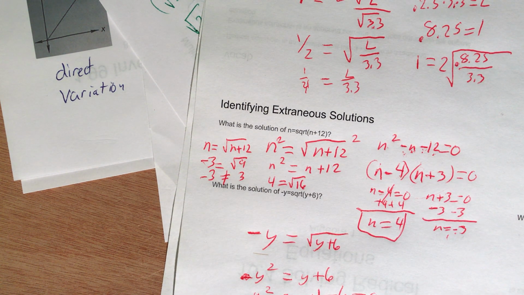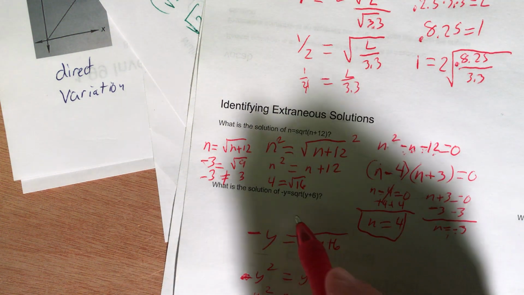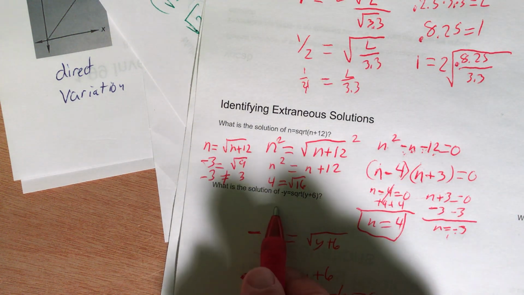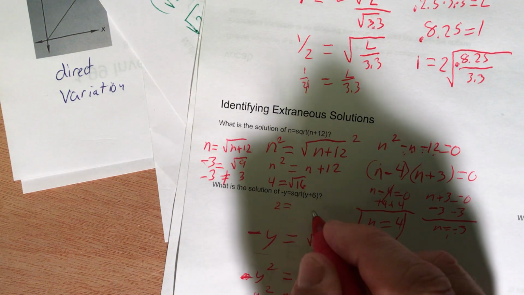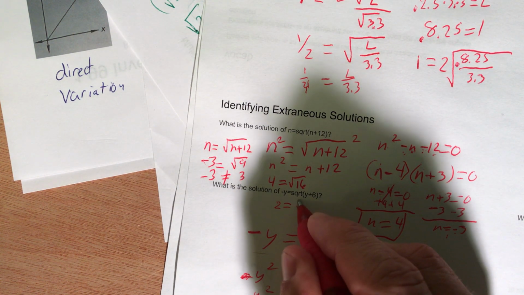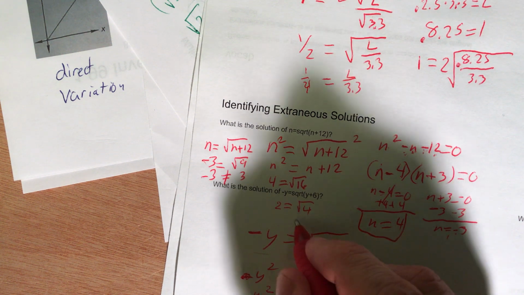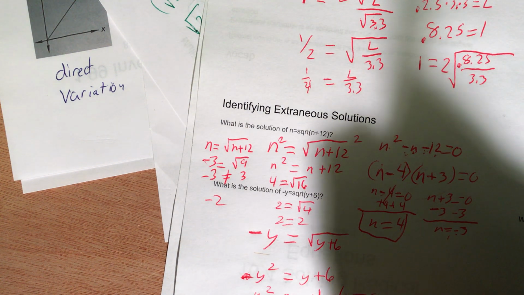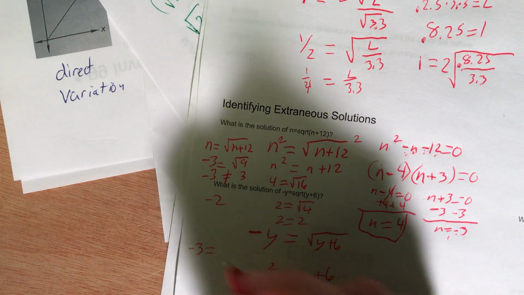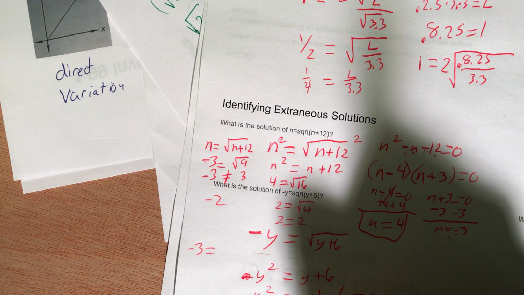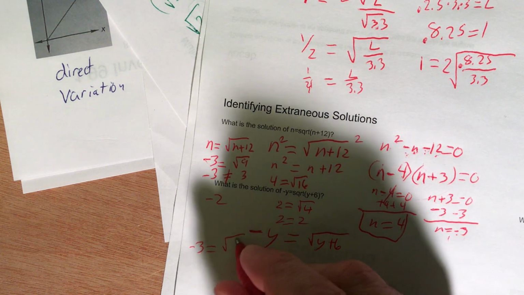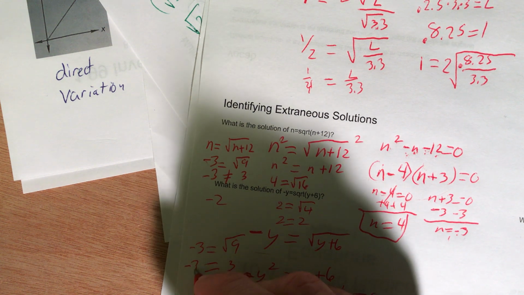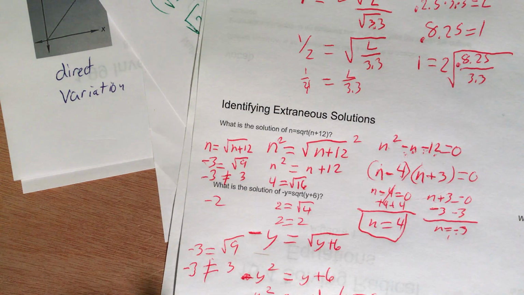Put these back in. With negative 2, you've got negative y, which is 2, so you'd have the square root of 4, which would get you 2 equals 2. So negative 2 would work. If you put 3 in there, you're going to get negative 3 equals the square root of 9. Well, that's 3. That is not equal, so this would be your extraneous root, or solution. So it does not work. Extraneous ones are ones that do not work for you.